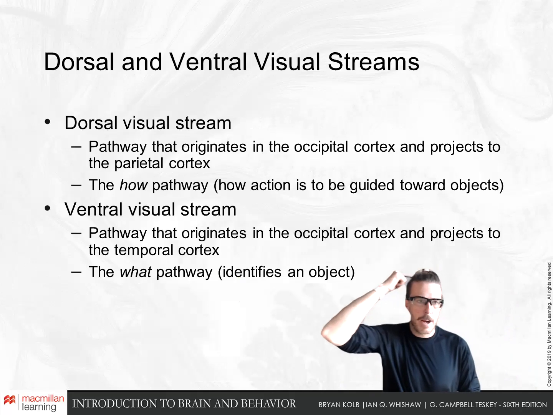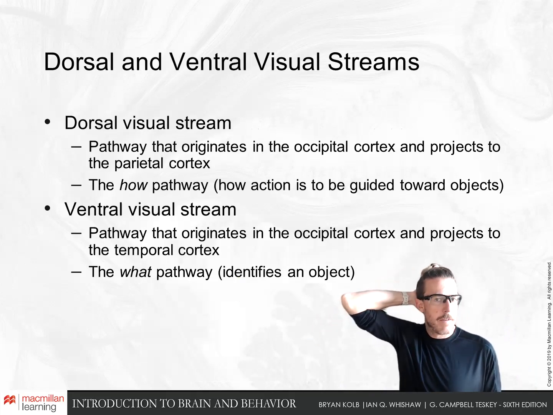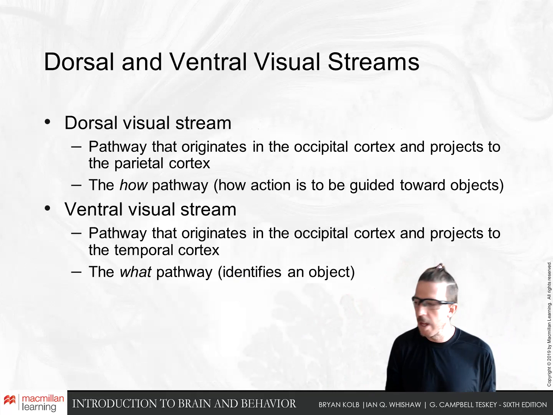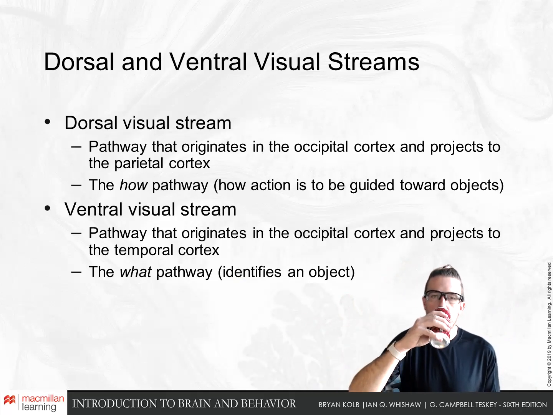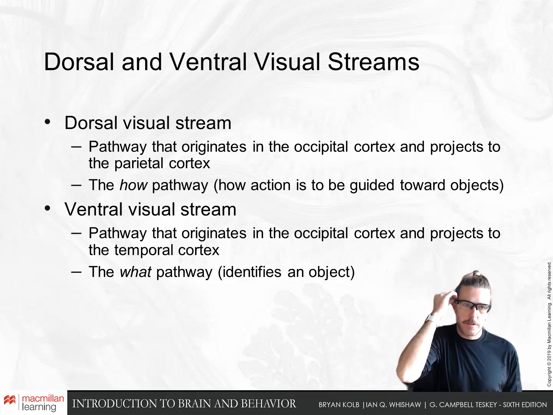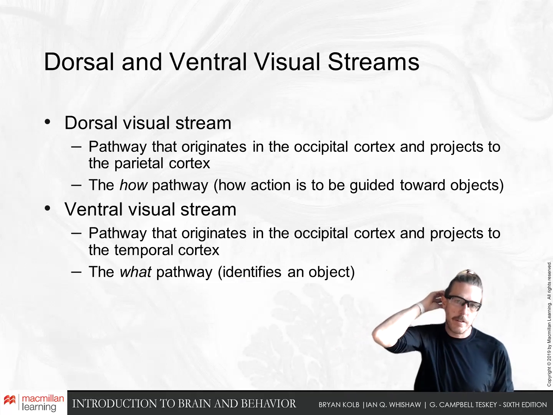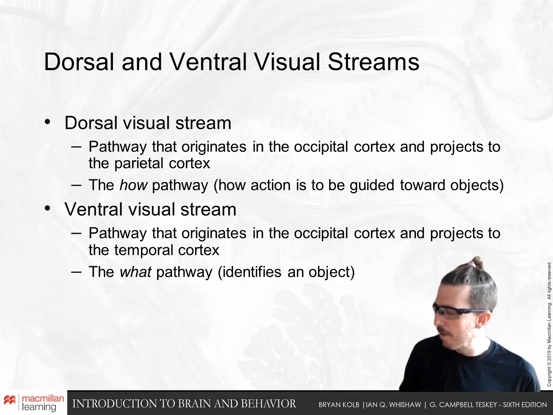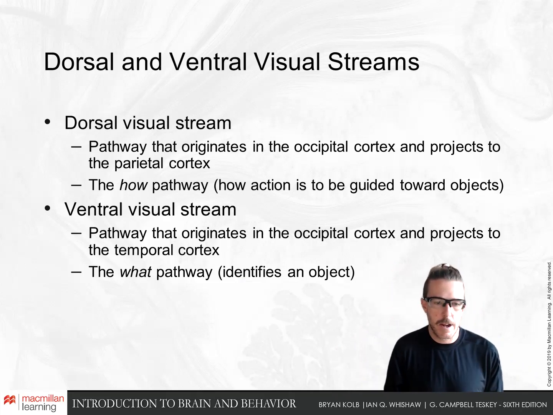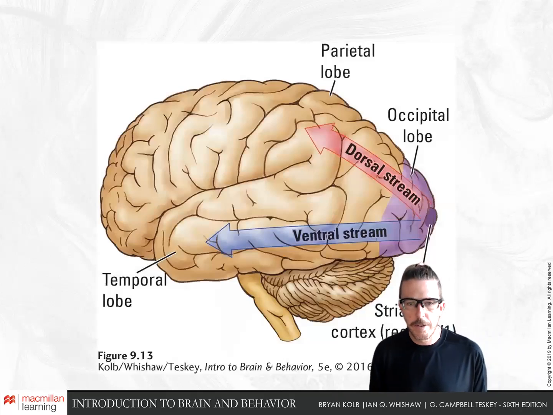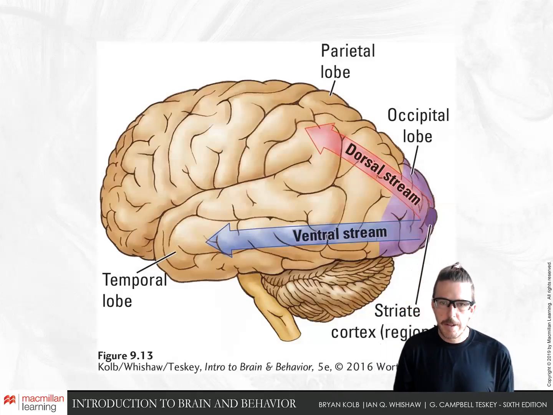So the dorsal visual pathway starts back here in the primary visual cortex and goes up to the parietal lobe. This is a pathway related to how we do things when we want to reach out and grab something and interact with it. Alternatively, this ventral pathway originates in the visual cortex and then projects to the temporal cortex and helps us identify the objects that we're looking at. So I can look and notice which kind of drink I have. So here are those two dorsal and ventral streams, which we'll talk about more in this lecture and other times in the class as well.